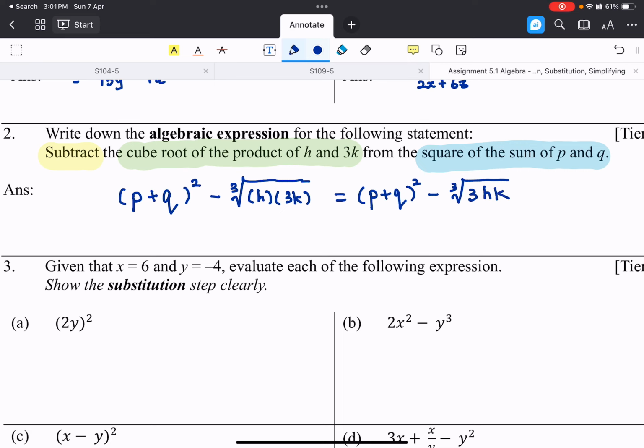Okay, moving on to the next section where we talk about substitution, right? Substitution is where we replace the letters with the numbers as given. And as I mentioned in class, when we do this kind of substitution, a good habit is to always begin by putting the substituted value in a bracket or parenthesis, right? It is to minimize confusion so that we are very clear what needs to be simplified, right?